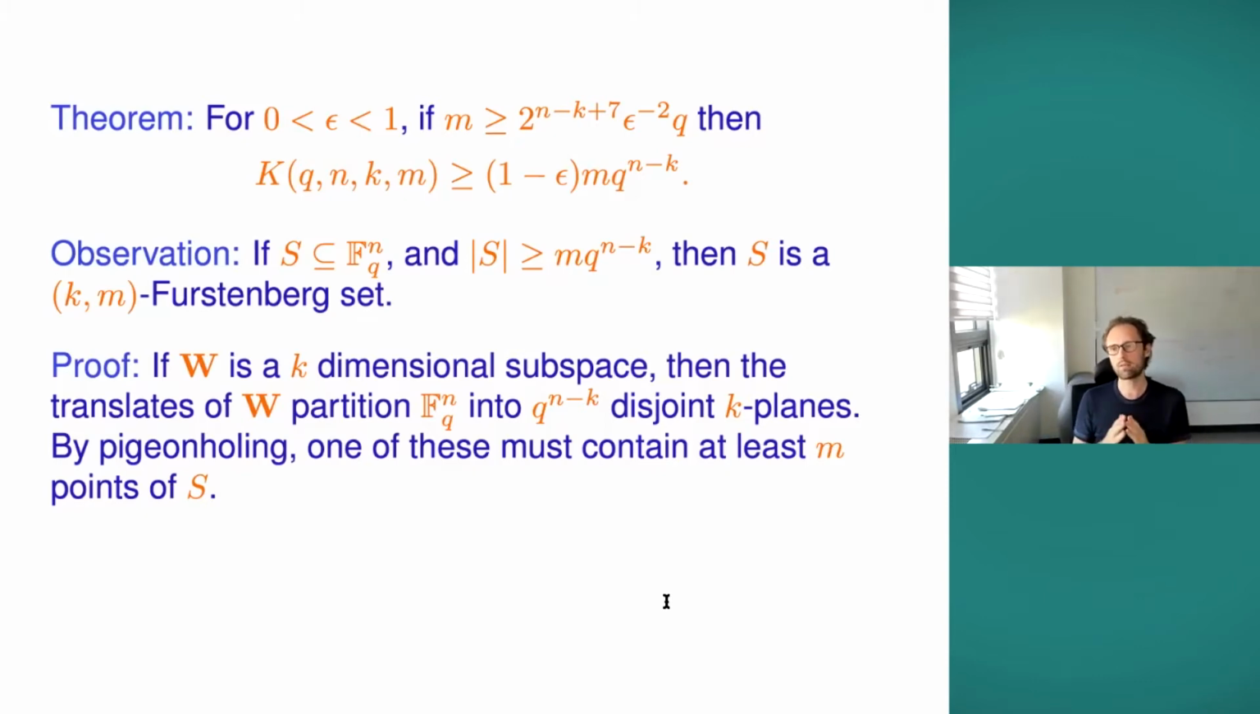Hence, for relatively large m, we're getting a very strong dichotomy: when you have much less than m times q to the n minus k points, there don't exist any Furstenberg sets. And when you have more than m times q to the n minus k points, every set is a Furstenberg set. So we have a fairly sharp transition, from there being no Furstenberg sets to every set being a Furstenberg set, based on the size of the set.